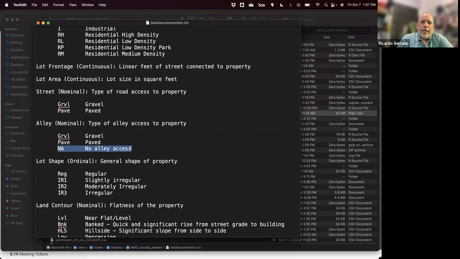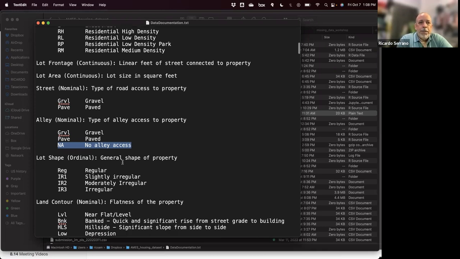So instead of trying to figure out what that NA is, if you go through this documentation, especially for this data set, you will find that there's some significance: there is no alley in this particular observation. So one of the things that you can do right off the bat is fill that NA with, let's say, no alley or none. And that's perfectly in line with what they're telling you.